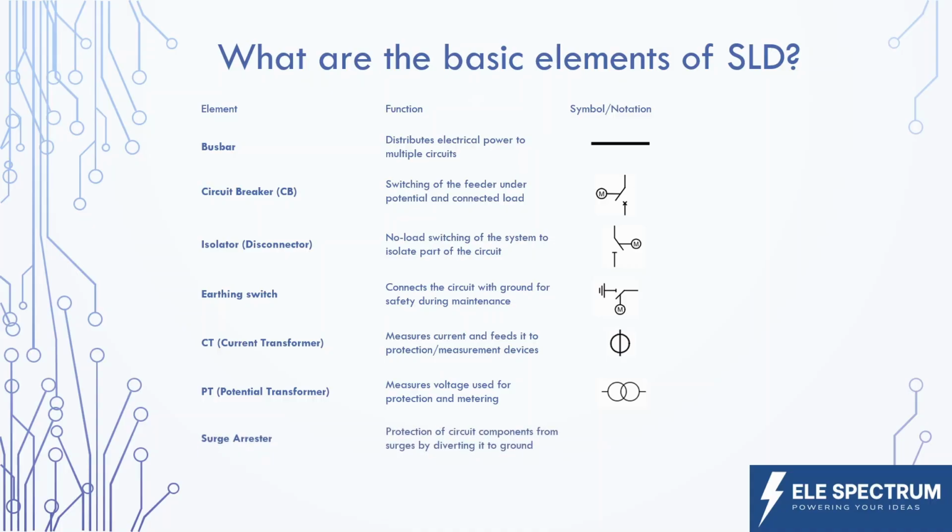And the next and final element is the surge resistor. A surge resistor is used for the protection of a circuit or its components from surges by diverting them to the ground. It is placed in front of the circuit or element which is to be protected. It is represented as shown here in the symbol.